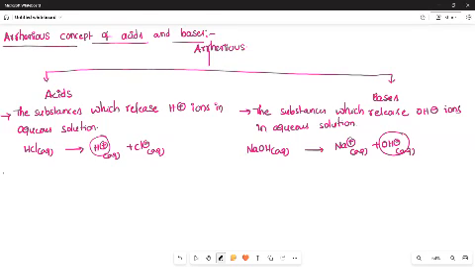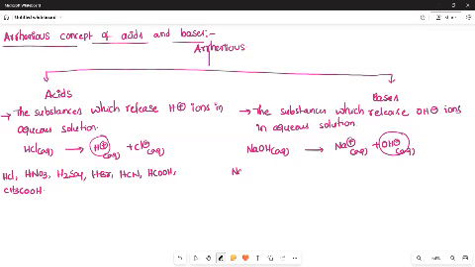Whatever the acid, for example HCl is hydrochloric acid, we may have HNO3, nitric acid, H2SO4, sulfuric acid, HBr, hydrobromic acid, HCN, hydrogen cyanide, formic acid, which is an organic acid, acetic acid, benzoic acid. All these acids are there. The only component common among all these acids is H plus.